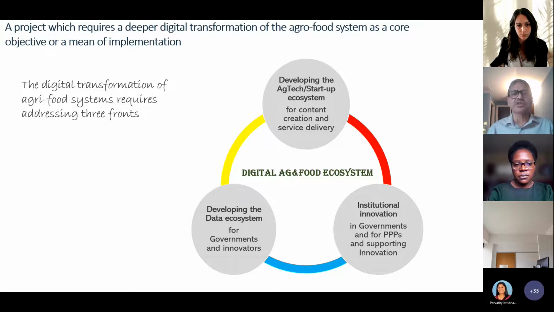And these are other projects which require a deeper digital transformation, where we work with the EdTech startup ecosystem on innovation, on creating content and service delivery. We work with the data ecosystem for governments and innovators so that data is more accessible for both public decision makers and private innovators, so that they are able to develop good quality products and services for smallholders and other people in the food system. And finally, there is institutional innovation within governments, where governments also work on transforming themselves to become more data and digitally driven in their day-to-day operations. Next, please.